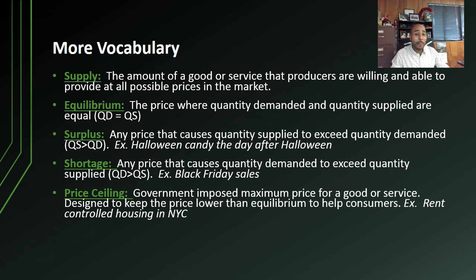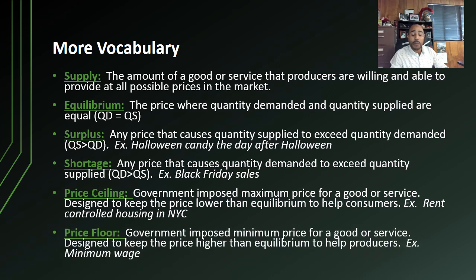Now, of course, we know the bad thing about a price ceiling, the unintended consequence, or I guess you could say the opportunity cost of a price ceiling, is that you're probably going to create a shortage. Now, the opposite of a price ceiling is a price floor. Hopefully you remember that a price floor is another kind of government-imposed price, but a price floor is the lowest price that can be charged for a good or a service. The purpose of a price floor is to protect the producers of goods and services.